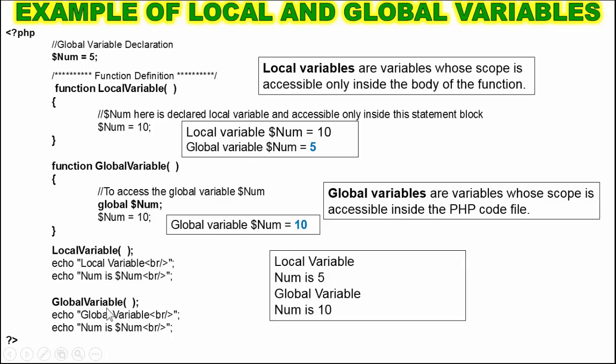The function name global variable is called. The body of the function has a reference to the global variable $num, to be accessed inside the function by writing this command: global $num. Therefore, the variable $num here is referencing the global variable $num, not a local variable anymore, and it will change its value to 10. Therefore, the outputs of the PHP codes are: local variable, num is 5; global variable, the global variable num is 10.